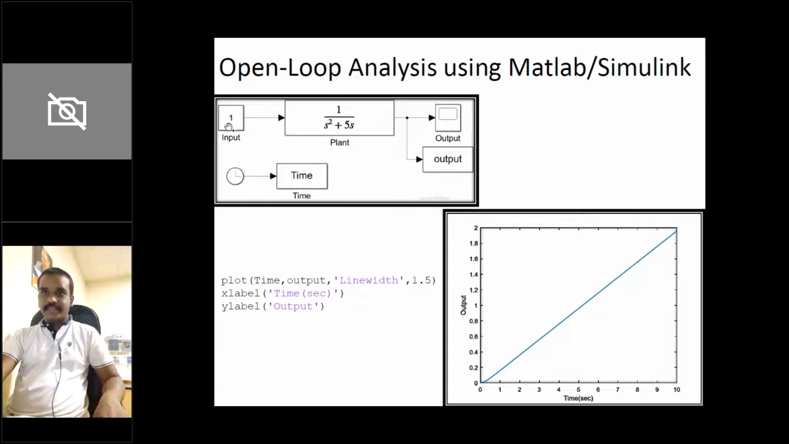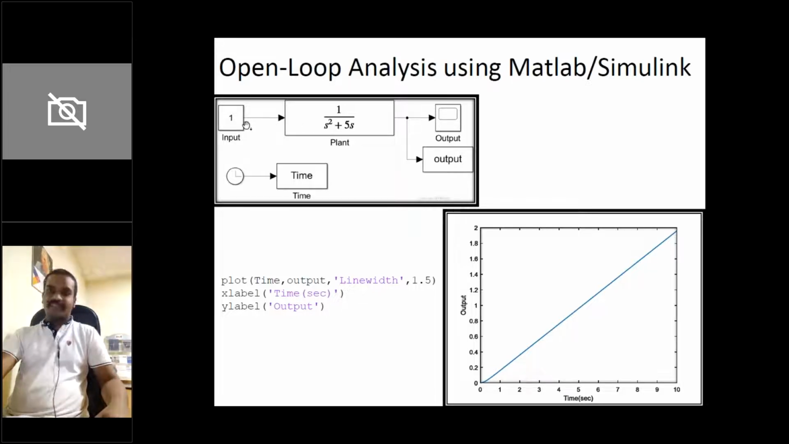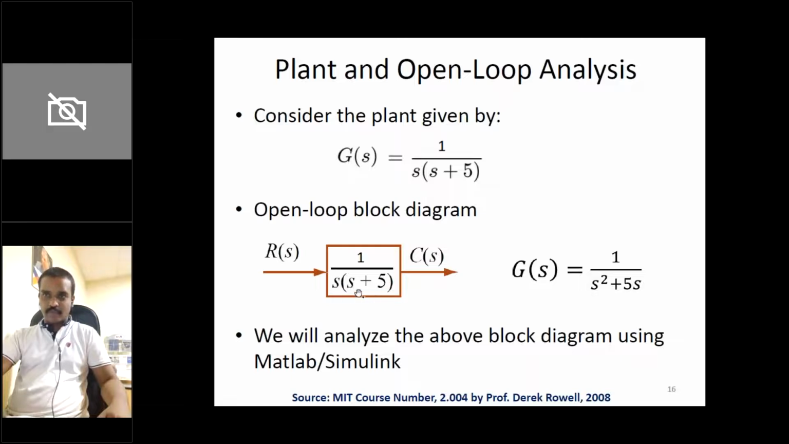So this is the open loop analysis. This is the reference input. I have given a unit step with step time as 0, which becomes a constant of 1. And the plant is 1 by s square plus 5s, since multiplying s into s plus 5 gives s square plus 5s. Some input has been given and I want to see the output. You can see that this is the open loop, with a unit reference as the input with step time 0, and this is the output.